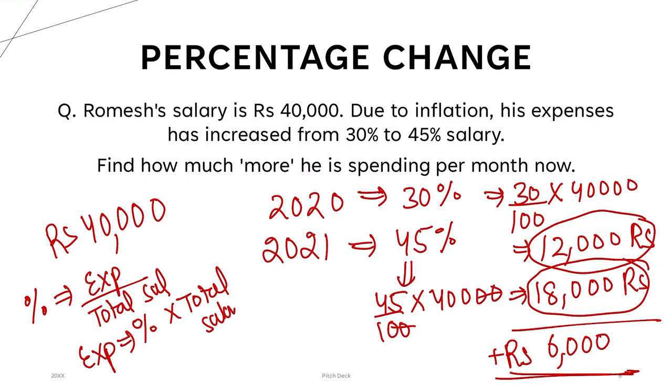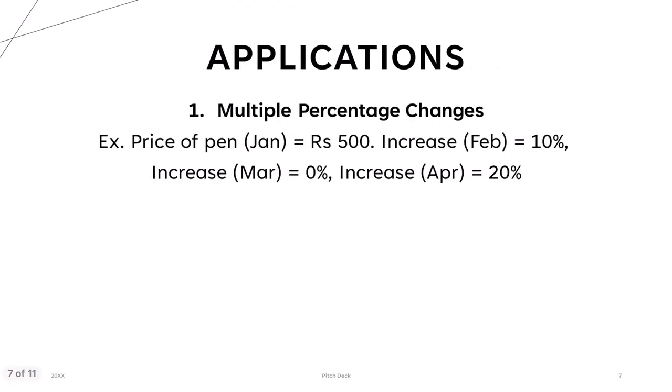Now, moving on. Multiple percentage changes. What does this mean? Suppose a pack of Parle G used to cost 5 rupees. After 1 year, it is now costing, suppose, 6 rupees. After 1 year, it is now costing 7 rupees. And after the next year, it is costing 10 rupees. So each year, some percentage is changing, right? That is what multiple percentage changes mean.